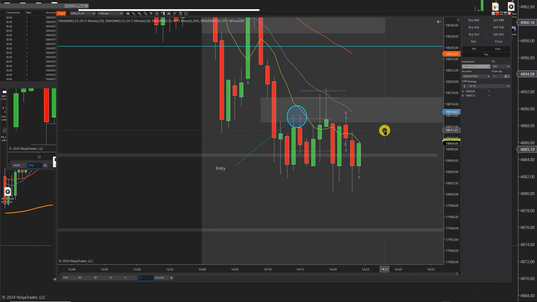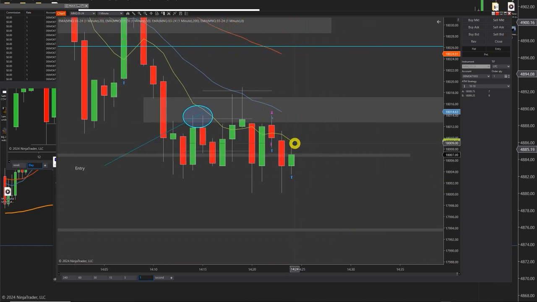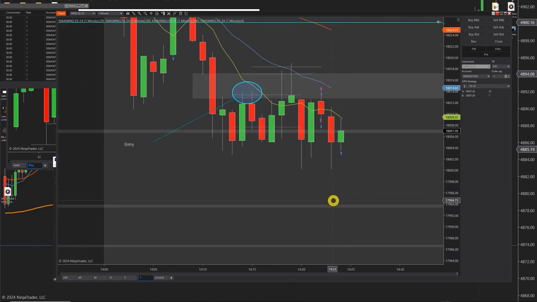Oh, gosh. Stop failed. It stopped me out. I basically broke even on that trade. And the problem is, it's probably definitely going to go down this area. We'll see if I'm right or not. It's certainly trying.